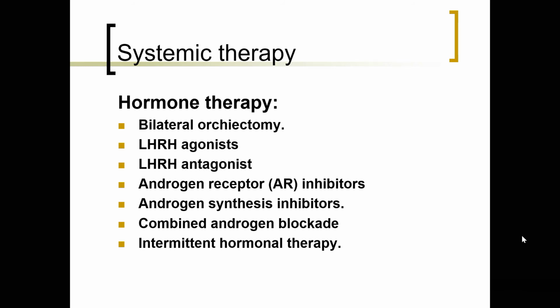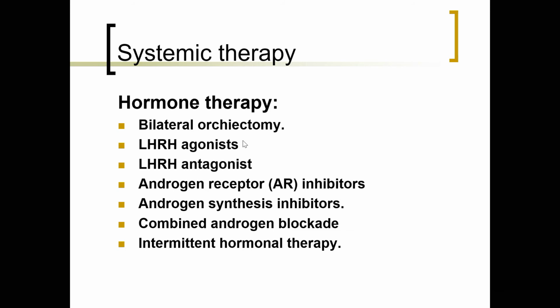So, bilateral orchiectomy. Bilateral orchiectomy is the surgical removal of both testicles. It was the first treatment used for metastatic prostate cancer more than 70 years ago. Even though this is a surgical procedure, it is considered hormonal therapy because it removes the main source of testosterone production, the testicles. The effects of this surgery are permanent and cannot be reversed. Bilateral orchiectomy is not commonly used in practice.